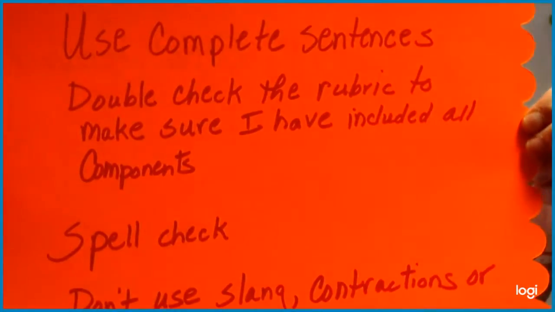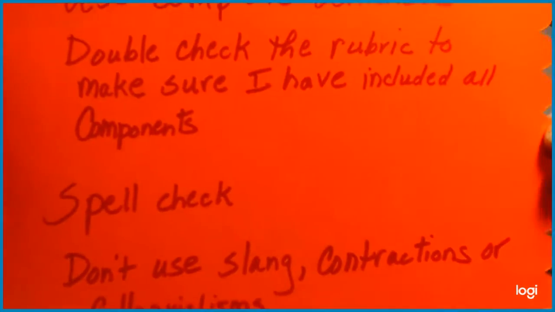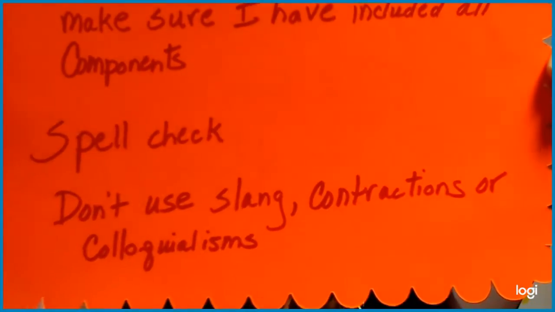The next thing is make sure that you use complete sentences. Some of you have been bullet pointing things. I've been responding to you about that. It's not appropriate in a scholarly paper, so make sure that you're using complete sentences. Double check the rubric to make sure you've included all of the components. Spell check your papers. Don't use slang, contractions, or colloquialisms. So slang is like, I ain't gonna. A contraction is, isn't, wasn't. You have to say is not, was not. And colloquialisms are things that we understand in our generation, but other generations may not understand.